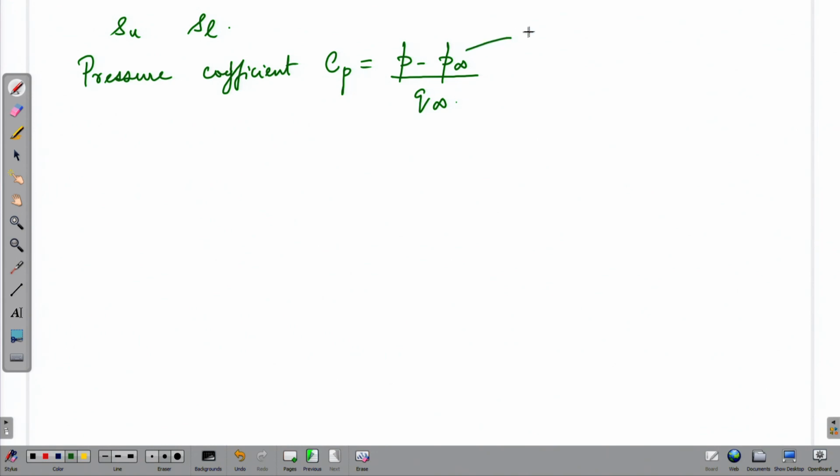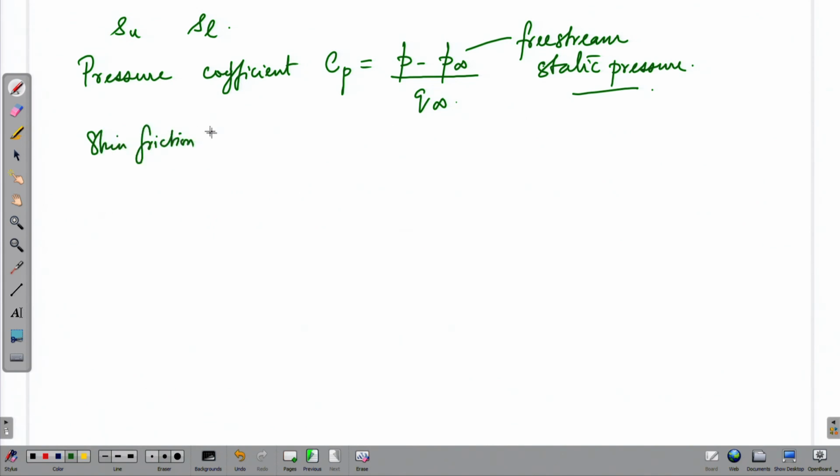The P infinity is the static pressure which exists far upstream of the airfoil, and the skin friction coefficient. So, these are the two additional coefficients apart from the force and moment coefficients which we are introducing.